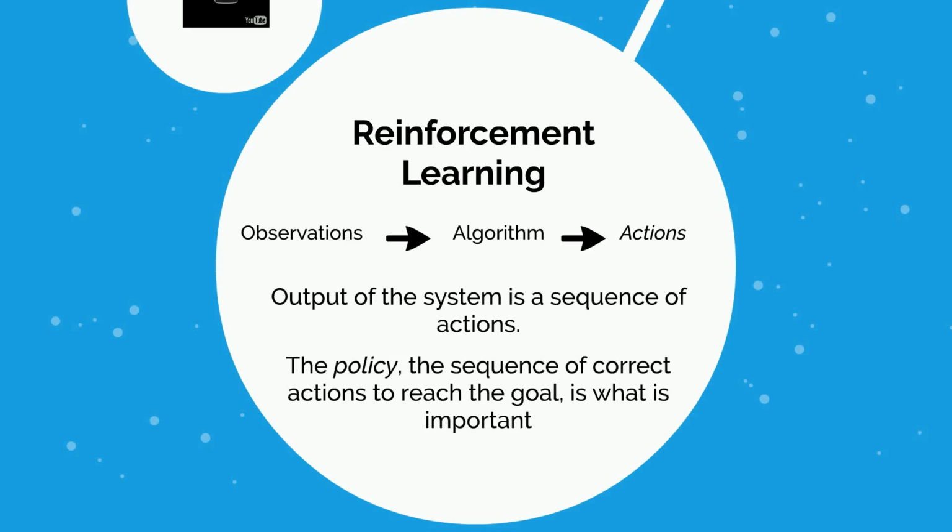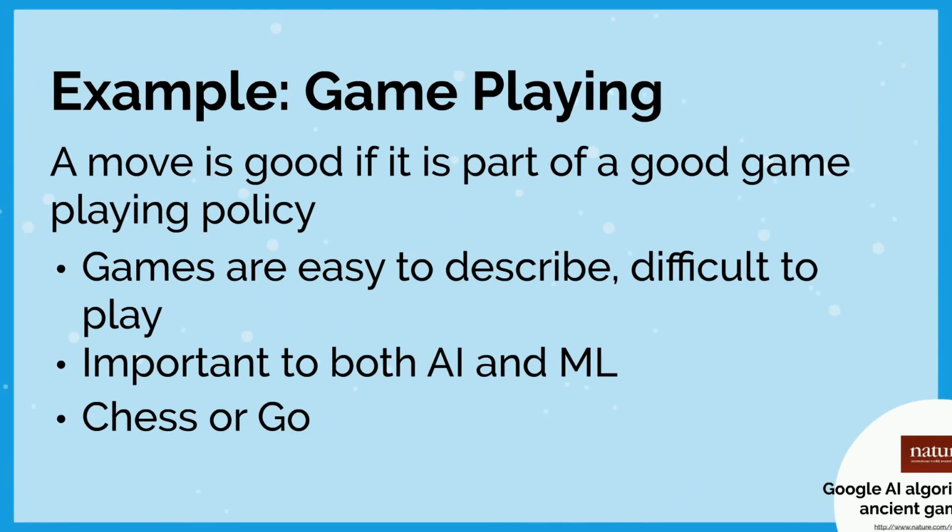So each individual action isn't going to be important, but the policy, the sequence of correct actions to reach the goal, is going to be what is essential. So reinforcement learning algorithms have a lot of really interesting use cases. Example one, game playing. A move is good if it's part of a good game playing policy. However, each individual move isn't as important. What's important is winning the game.